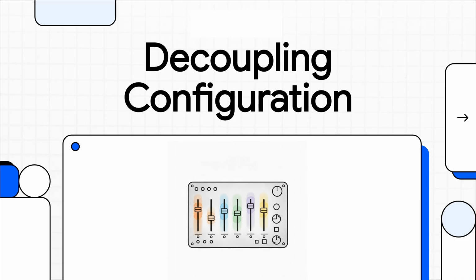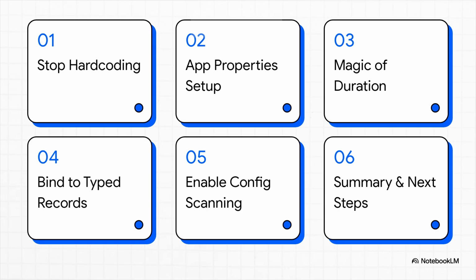Okay, let's dive right into this. Here's our roadmap for today. We'll start by talking about why you need to stop hard-coding configs, then setting up application properties, the magic of duration, binding to typed records, enabling configuration scanning, and finally, a quick summary and next steps. Let's get right into it.